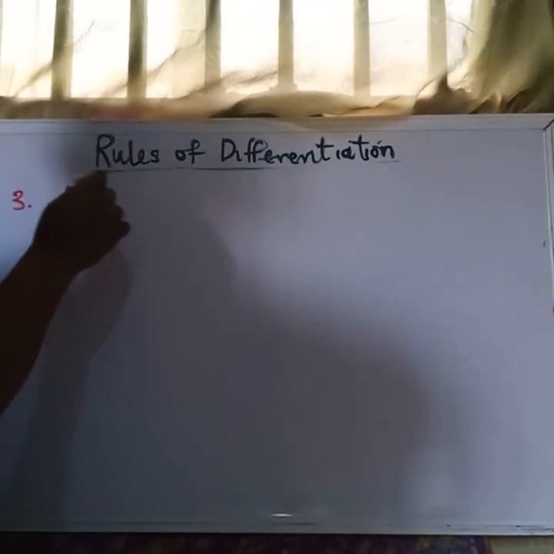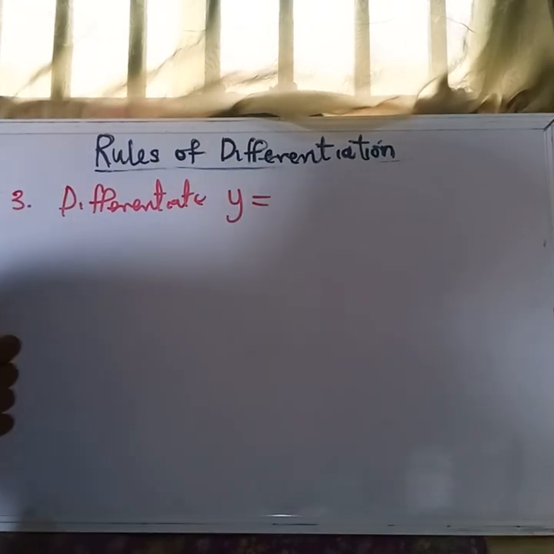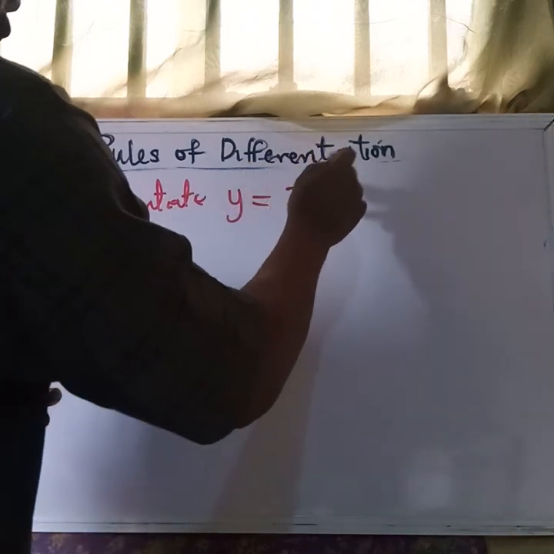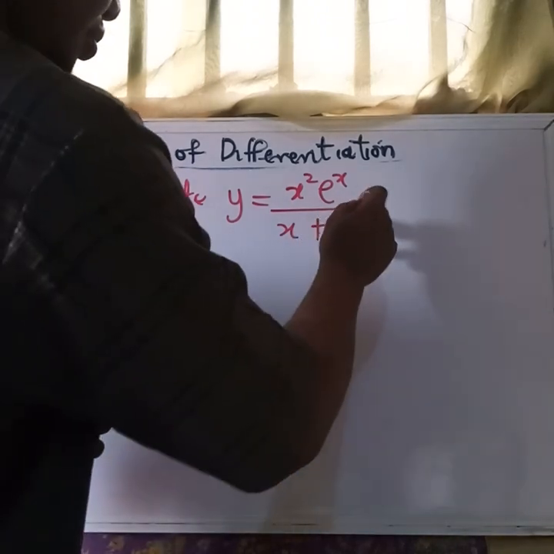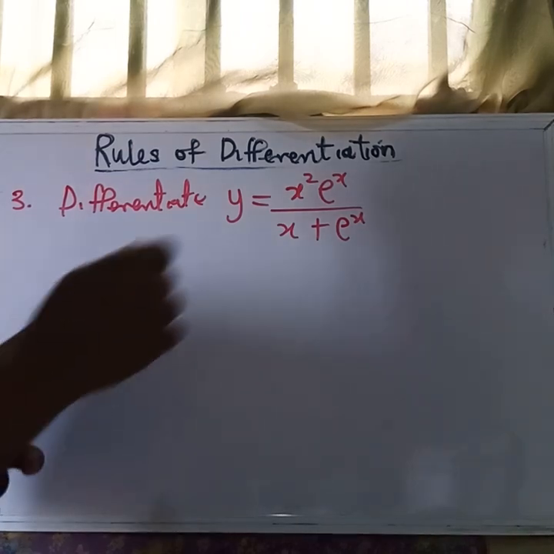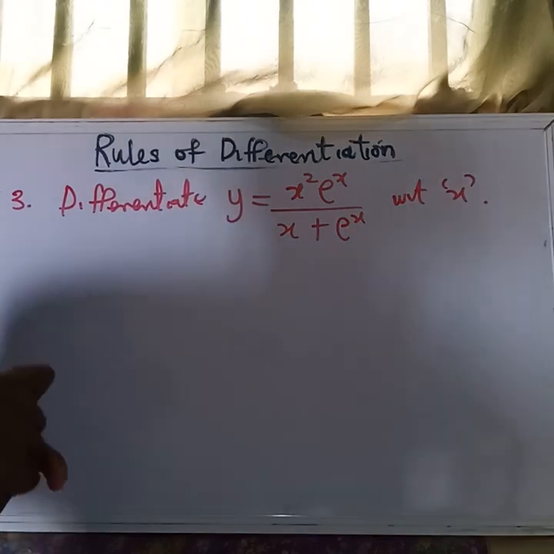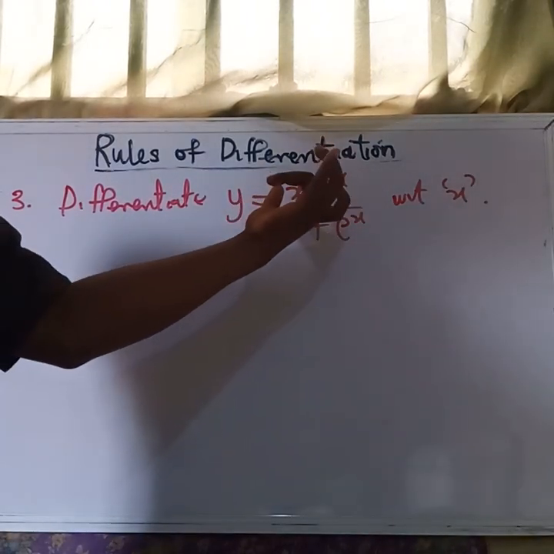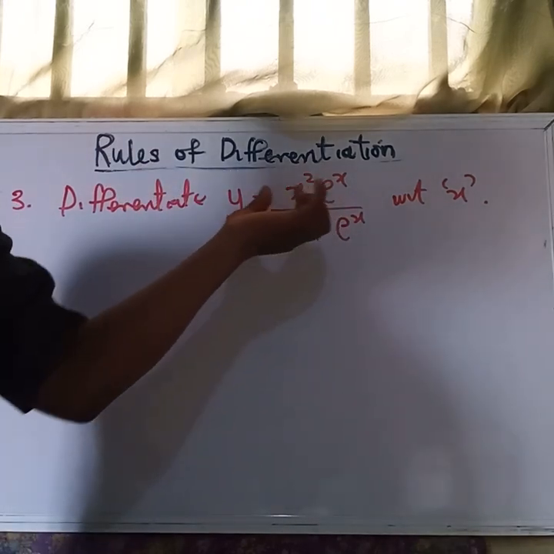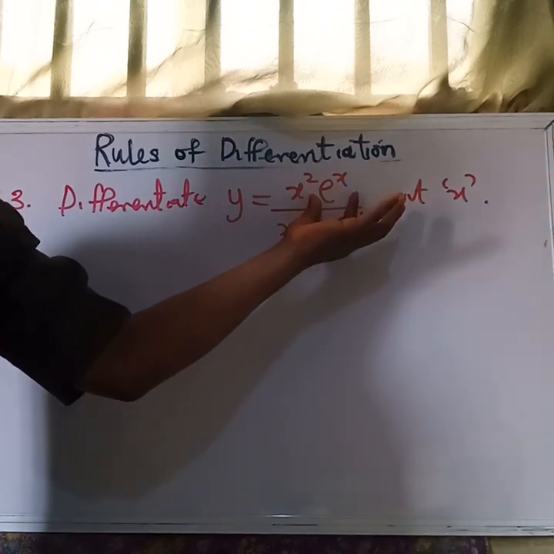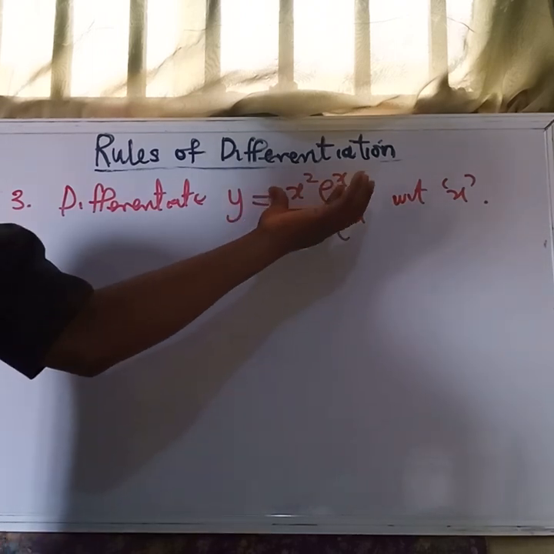We want to differentiate this function, y equal to x squared exponential x over x plus exponential x, with respect to the argument x. If we study this function well, we see that the numerator is a product of two functions. x squared is a quadratic function, and exponential x is an exponential function. So we have the product of the two.